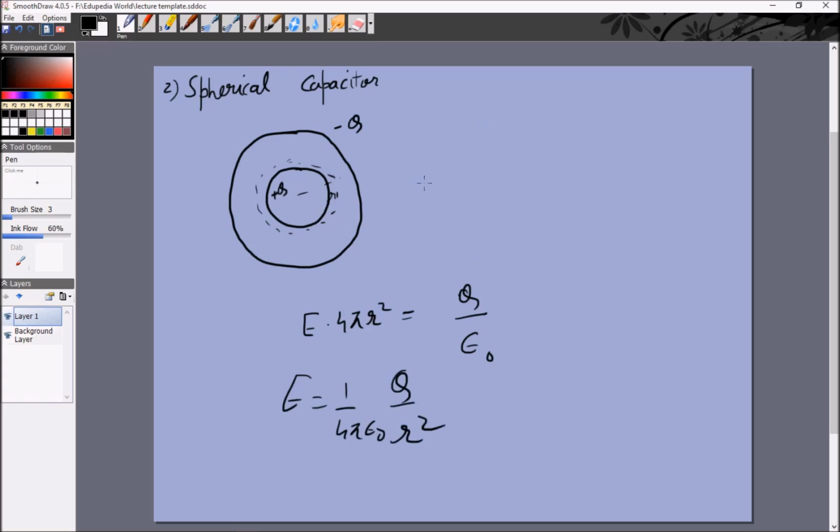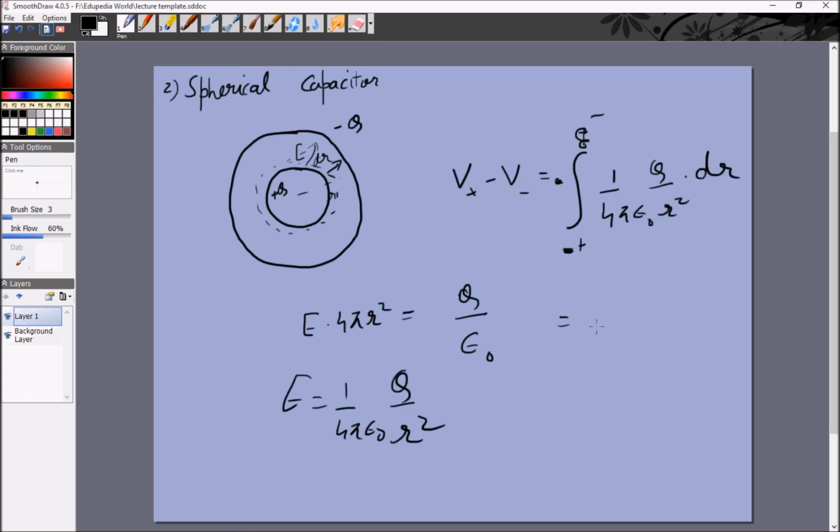Right. What I need is V plus minus V minus, that would be negative of the integral from the negative to the positive plate, E dot dr. But since we are going from the positive to the negative plate, this is the direction of dr, this is also the direction of E. We can remove the minus sign and we can go from the positive plate to the negative plate, and it will simply be E dot dr, that is 1 by 4 pi epsilon naught Q by r square dr.